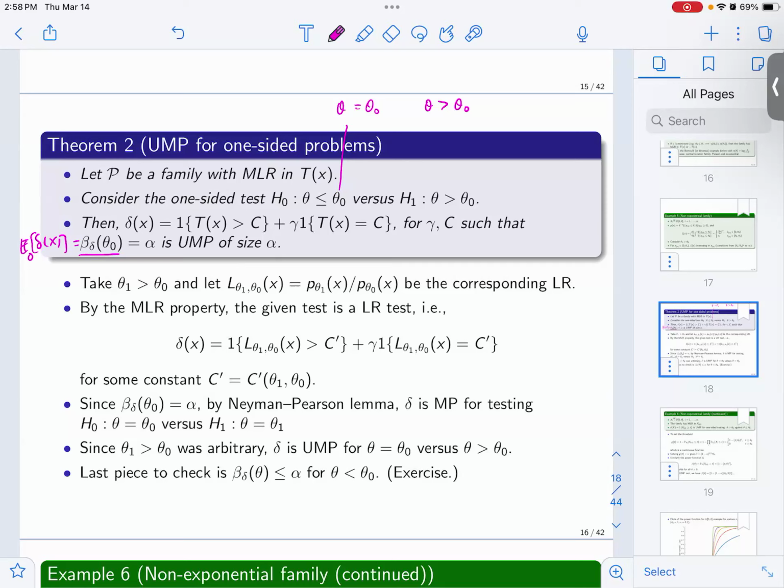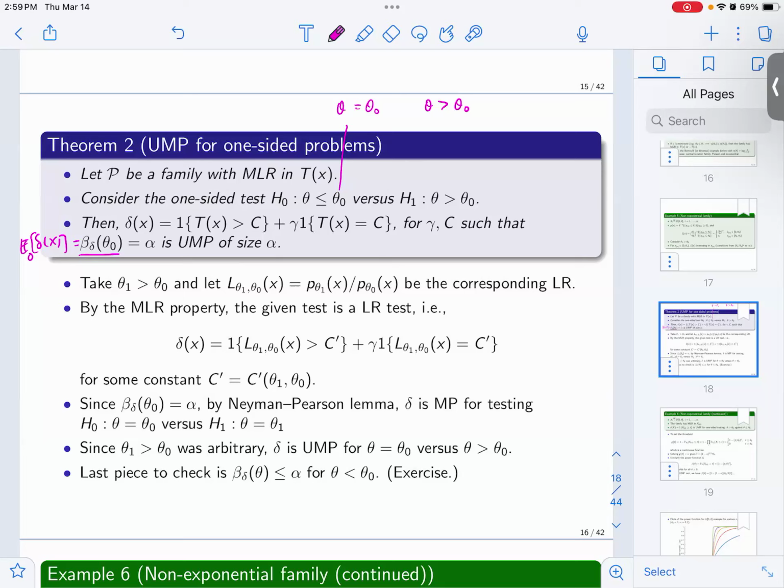But roughly speaking, this test doesn't depend on which theta one you're taking, because T of X is just a statistic, and we know that the likelihood ratio is monotone in this. So exactly the argument that we did suggests that this is the final UMP test, and I have to choose C such that the size is equal to alpha. Then by Neyman-Pearson, this is going to be simultaneously most powerful for every theta here versus theta there.